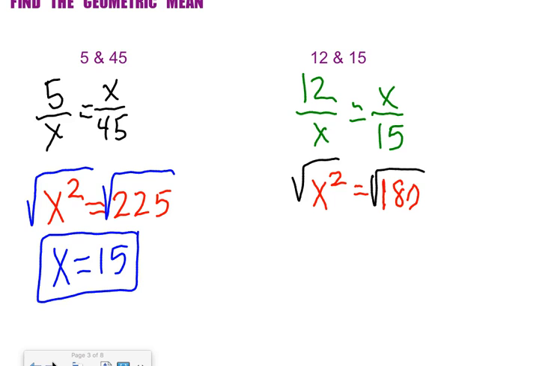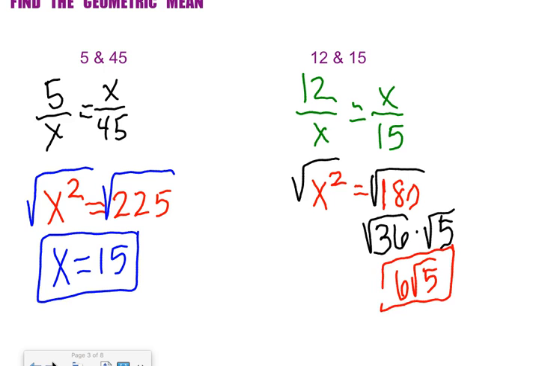What do we get? So we have to break this down into perfect squares. How many times does 36 go into 180? 5. Okay, what's the square root of 36? 6. So our answer is 6 root 5. Why would it be 36? Because we take 180 divided by 36.